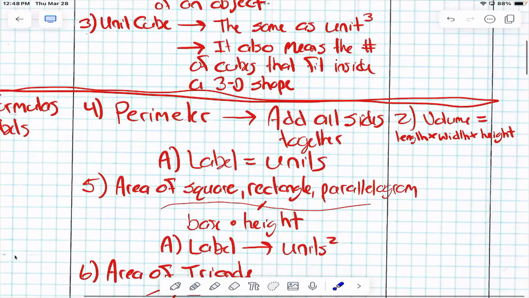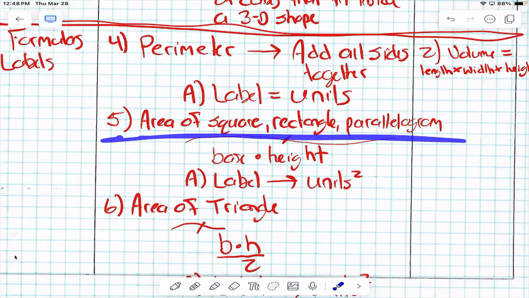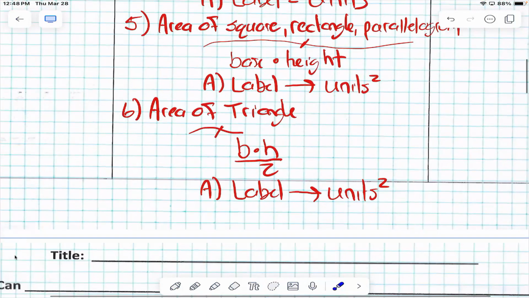All right, here we go. Perimeter. Please tell me how you find perimeter on the count of 3. 1, 2, 3. Sweet. Please give me the formula to find the area of a square, a rectangle, and a parallelogram. Give me the formula that you would use to find the area of a triangle.